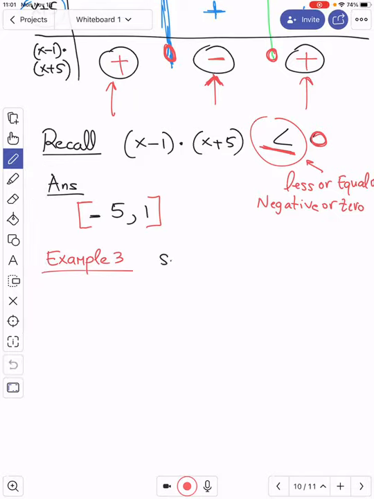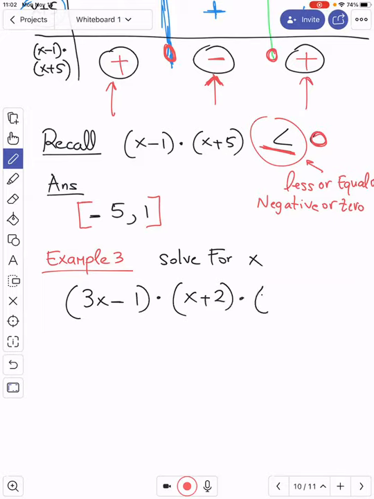Let's say I want to solve for x. Let's say (3x - 1) times (x + 2) times (5x - 10), strictly larger than 0.